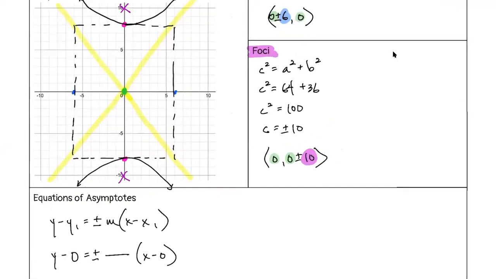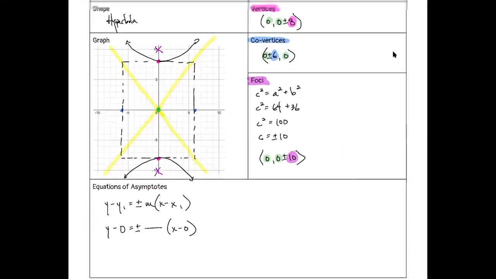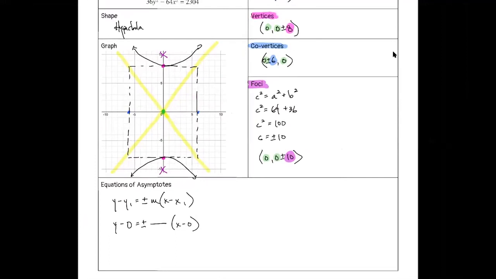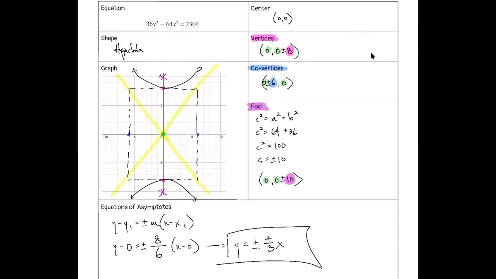What is our rise in this case? It's that 8, right? You all said that earlier. The rise is our 8. Our run is 6. So if you wanted to clean this up, you could say y equals plus or minus 4/3 x. And that would be your equation for the asymptote. All right. Questions on this example?